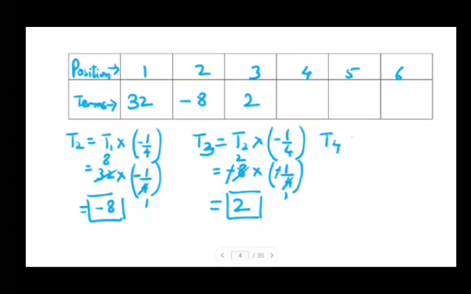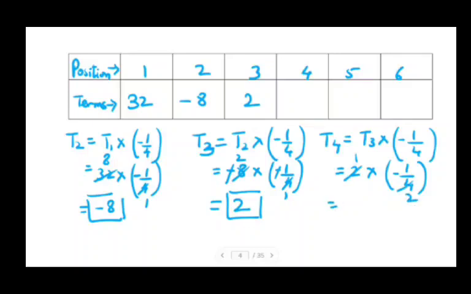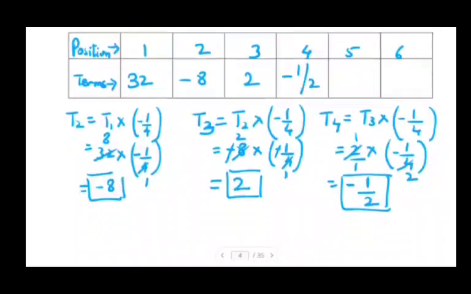Term 4 is equal to term 3 into minus 1 upon 4, which is equal to 2 into minus 1 upon 4. 2 1s are 2, 2 2s are 4. So 1 into minus 1 is minus 1, 2 into 1 is equal to 2. Alright, so it's minus 1 upon 2.